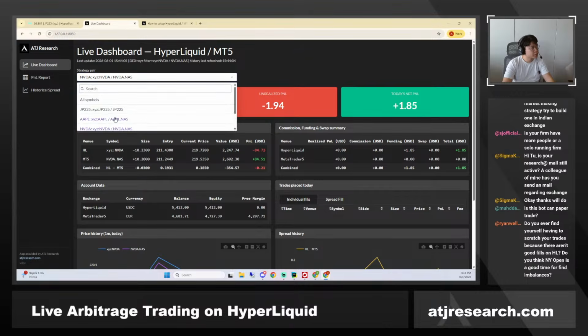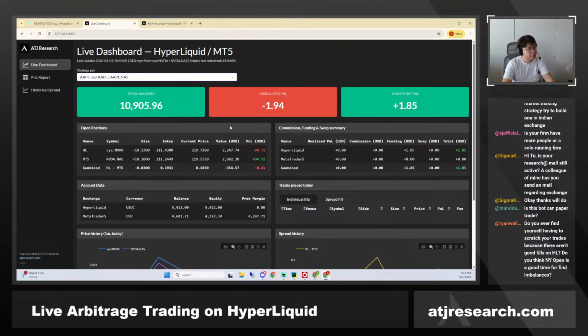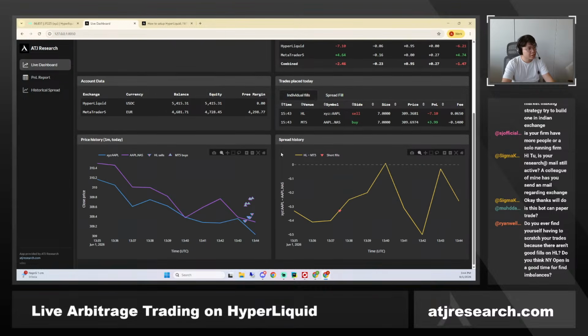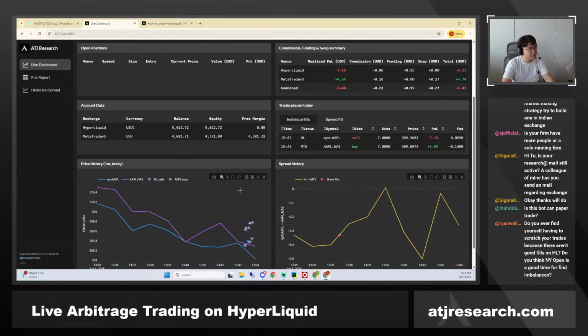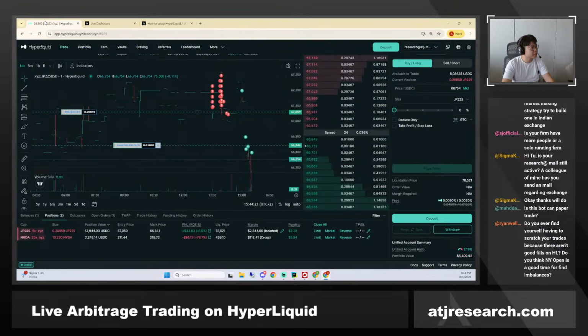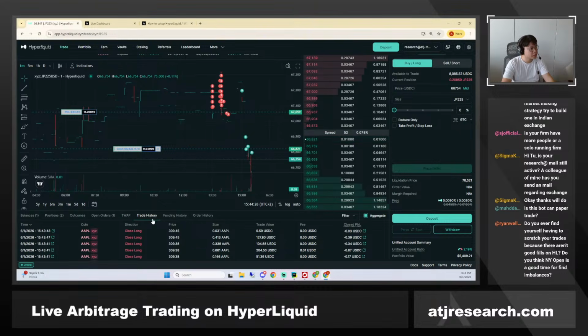And let's look at the dashboard. Not sure if we're going to be in a profit here. Again, it was just a testing trade from last week. But yeah, today we're minus 1.47. And I also need to check if we're using maker or taker orders. I'm actually interested in what order types we used.